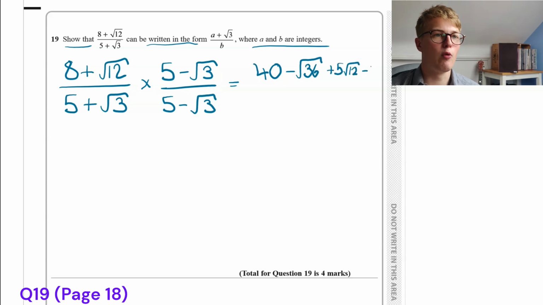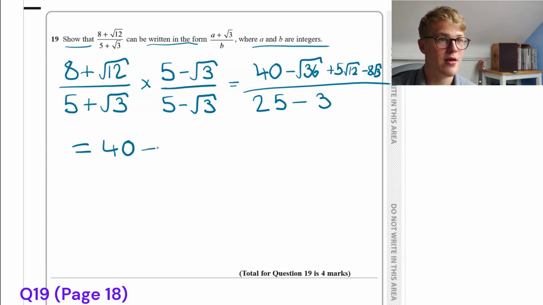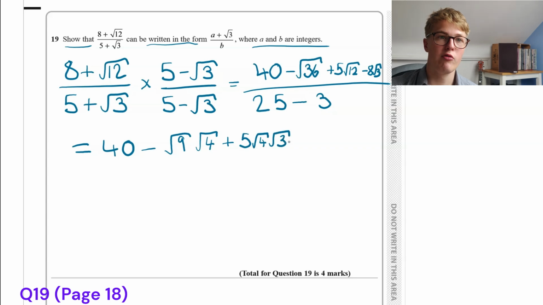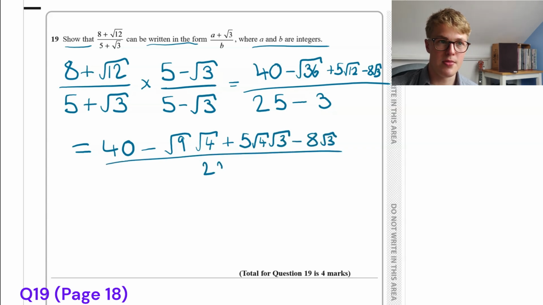So we then end up with 40 minus root 36 plus 5 root 12 minus 8 root 3 over 25 minus 3. This then becomes 40 minus root 9 times root 4, because remember that is root 36, plus 5 times root 4 times root 3, because that's root 12, and then we have minus 8 root 3 over 22, because 25 minus 3 is 22.